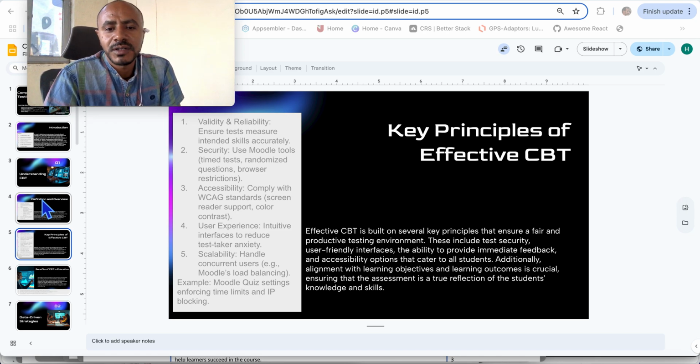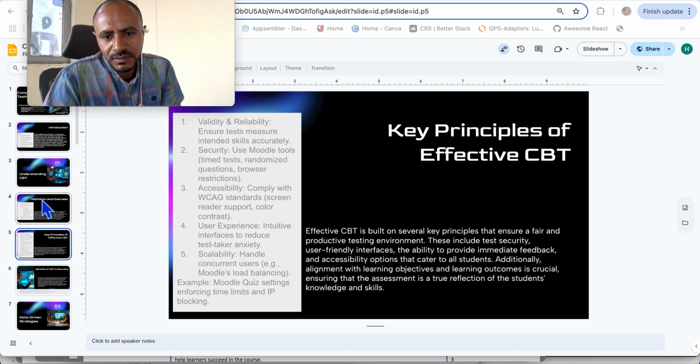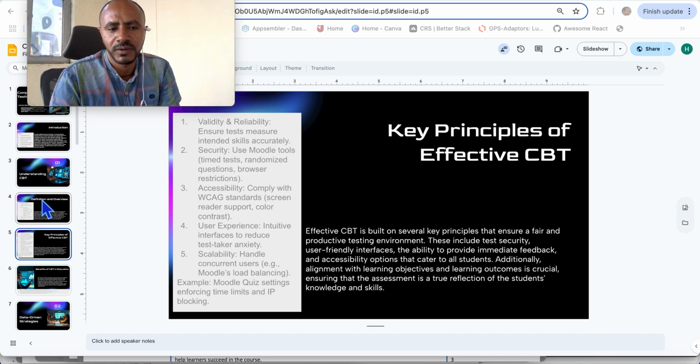This is an opportunity we can leverage when we utilize CBT, and we should focus on the objectives of the assessment. We should make sure that we are actually measuring the intended skill of our students when we develop assessments. Validity and reliability is one principle we should follow.